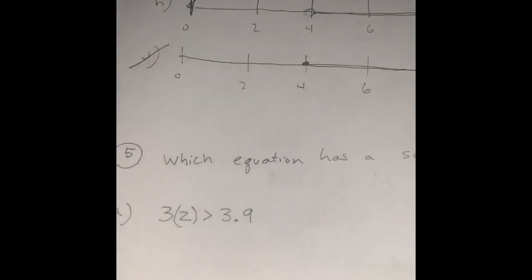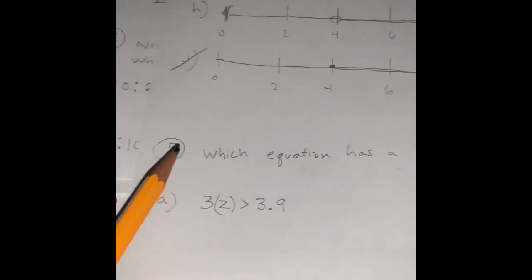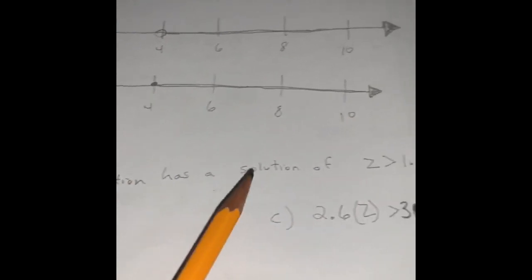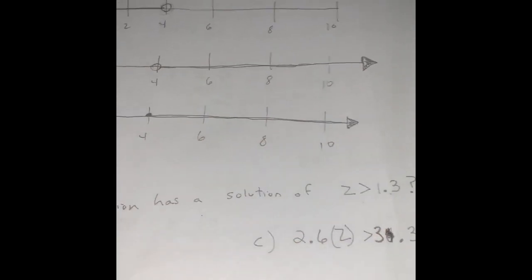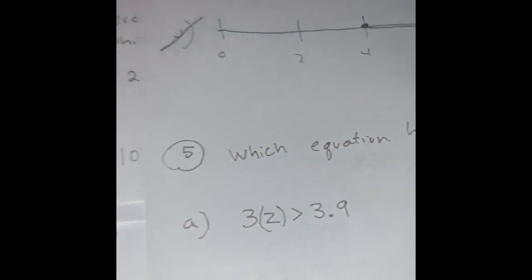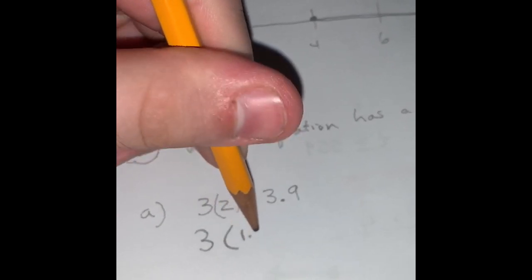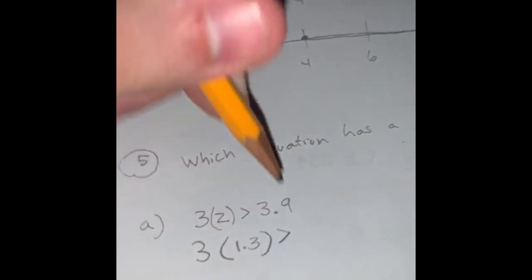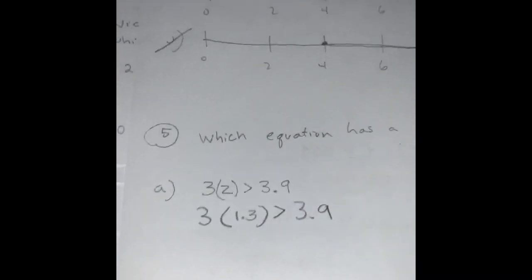So in the next problem, we also have inequalities. This one looks a little bit different though. Number 5, which inequality has a solution of z is greater than 1.3? So here's what we need to do. We need to plug in 1.3 for z in each of these. So what it would look like would be this. 3 parentheses 1.3 is greater than 3.9. And we have to figure out if that's true.